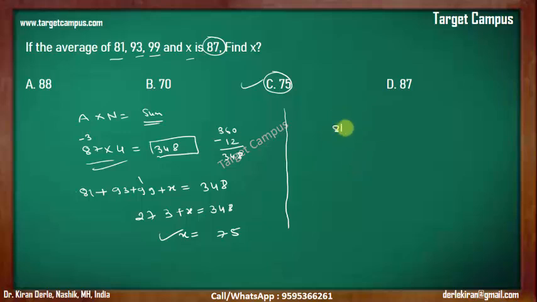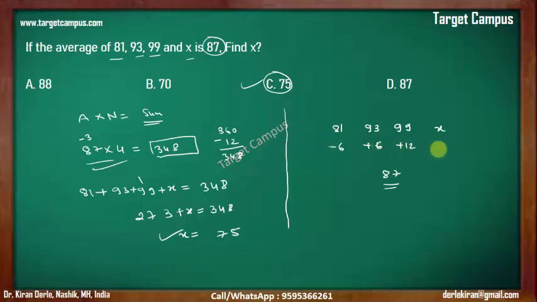As we know, these are four terms: 81, 93, 99 and x, and the average of these terms is 87, right? And if you watch our concept video, we have given that the deviation from these terms should be nullified, that should be equal to 0 as compared to the average. So what does this mean? 81 is how far from 87? Minus 6. 93 is how far from 87? Plus 6. 99 is how far from 87? Plus 12, right? So these deviations should get nullified.